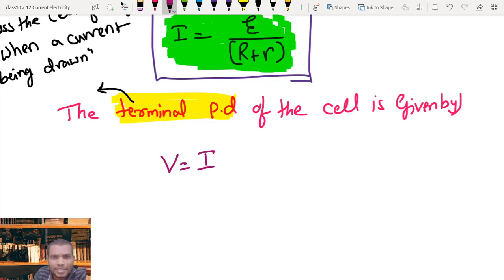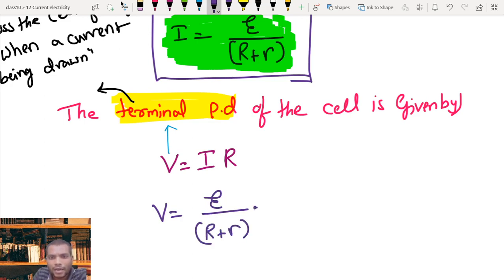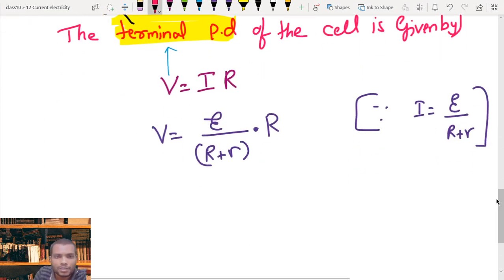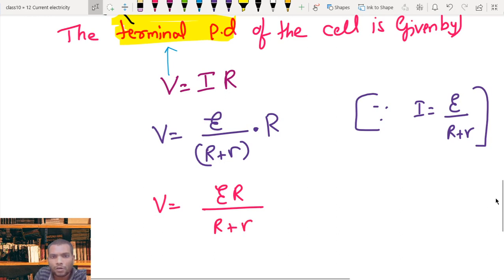So if V is the potential, I is the current and R is the resistance, here V we define as terminal potential difference. Now let us substitute the value of current I from the above expression. From the above expression we get I equal to E upon R plus r, since I equal to E upon capital R plus small r. If I write that expression together, therefore V equal to E times R upon R plus r. So this is the expression for terminal potential difference.